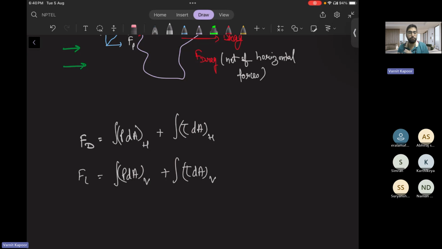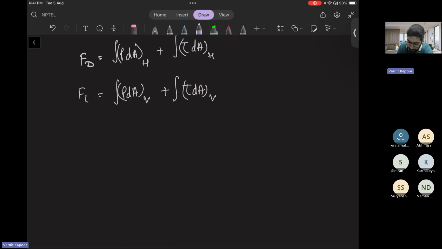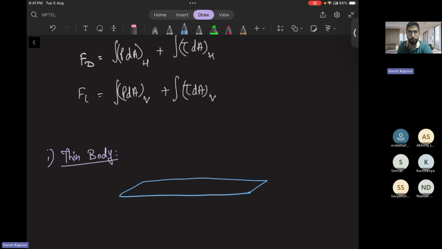Now there are three kinds of generalized bodies which we will study. First we'll see the thin body. What is a thin body? That is a body of negligible thickness, so the area will be 0 for that. A thin body like this is very thin. There is no thickness over the body.